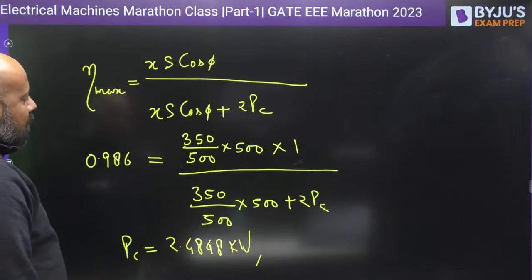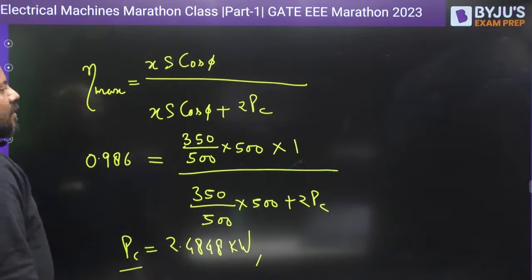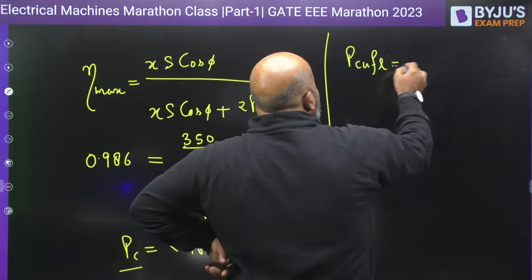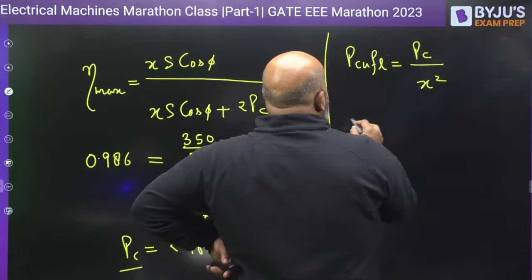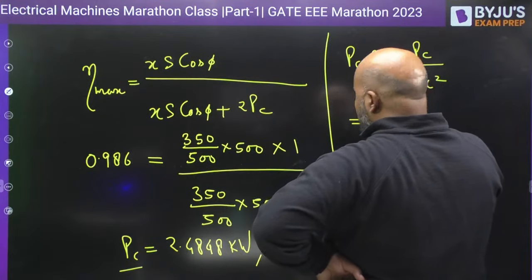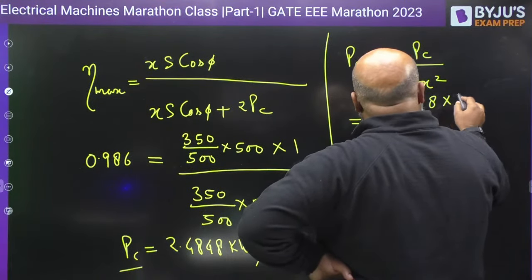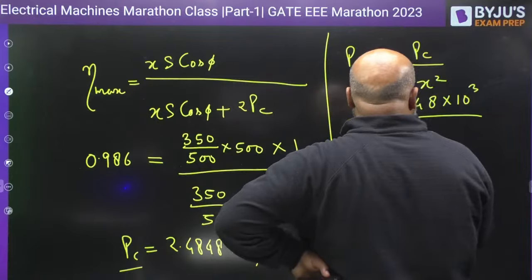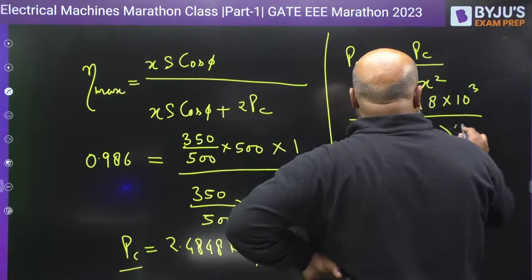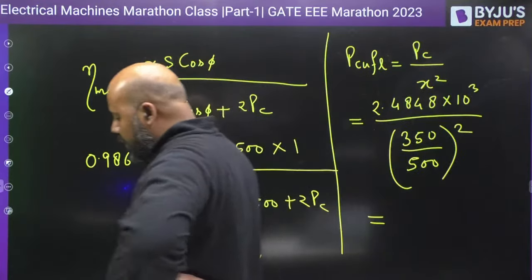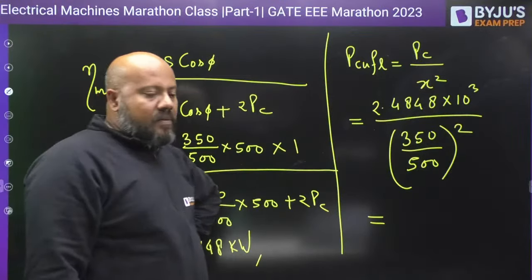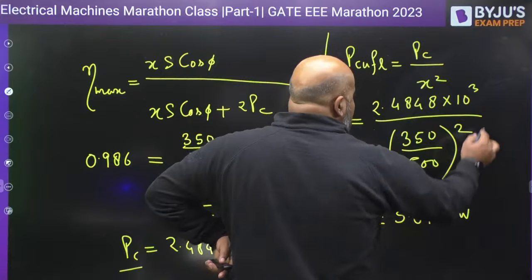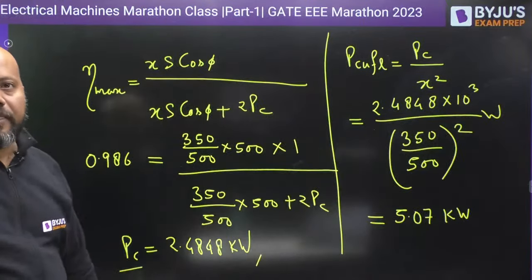Okay. Now you know the value of the core losses. Can you tell me the value of the copper loss? Yes. The full load copper loss is going to be PC upon X square. What is PC? Core loss, 2.4848 kilowatts. What is X square? X is 350 upon 500 whole square. Just solve this. As per my reference, you must be getting the full load copper loss as 5.07 kilowatts, because you have multiplied by 10 to the power 3.